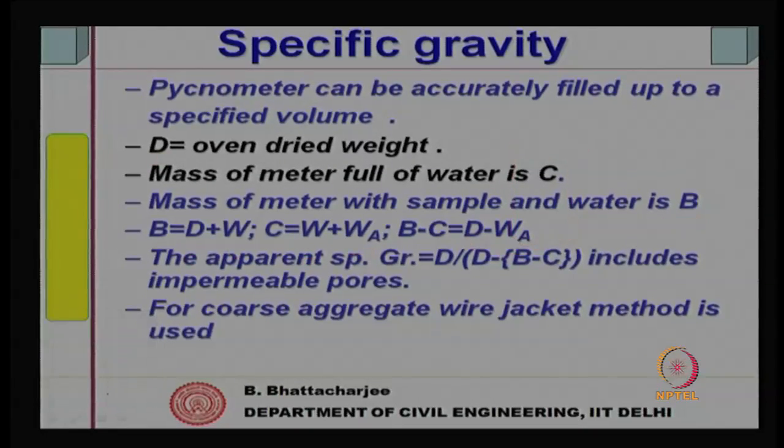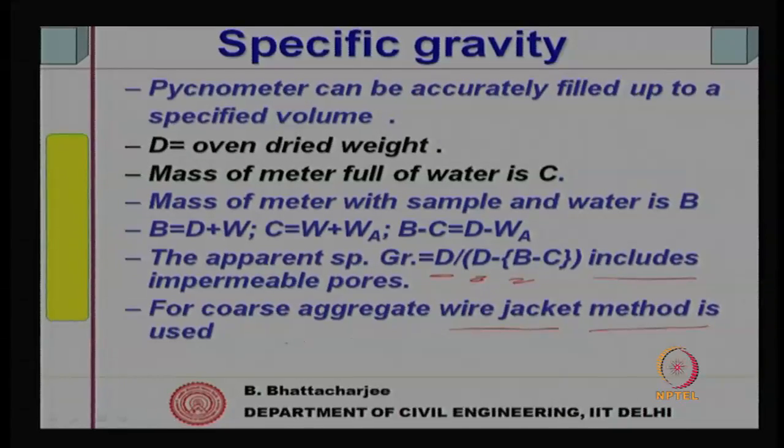The apparent specific gravity, therefore, one can calculate as D divided by D minus (B minus C), because B minus C is this. So, if you subtract from D, you get the mass of water having the same volume. Now, if you are doing it in CGS units, that is grams per cc, then simply the specific gravity will be D divided by D minus (B minus C). This includes impermeable pores; this specific gravity is not the specific gravity of the material, but it is the apparent specific gravity, because the pores which are not filled by water will be considered as solid in this sort of measurement.